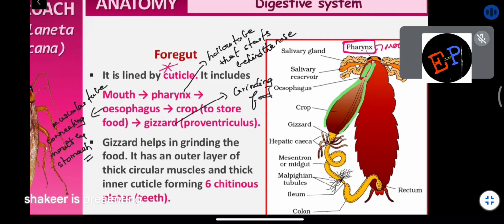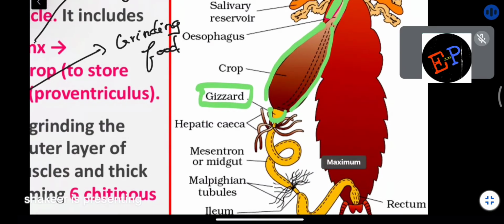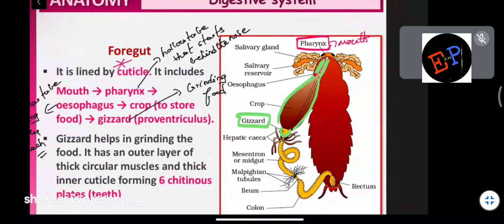And what is the function of this crop? The function of this crop is to store the food material. Okay, and the crop is again connected to this small yellow region which is called the gizzard. And what is the gizzard? You are able to see, no, this small region is called the gizzard. Clear? And what is the function of this gizzard? Digestion. This gizzard is responsible for grinding the food. Okay, ma? So these many parts make up the foregut. So what are the different parts?